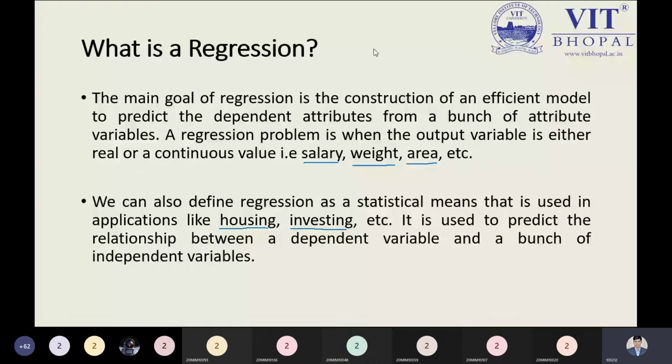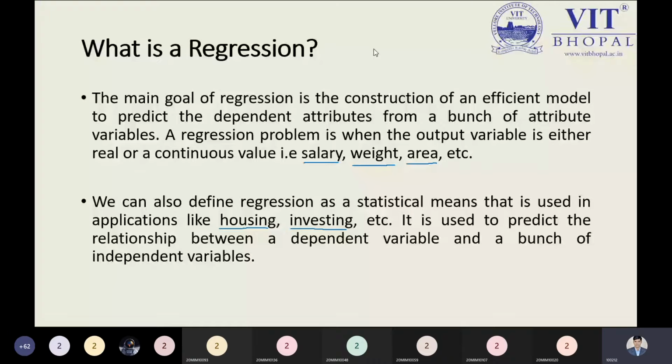So a regression problem is when the output variable is a real or continuous value. And why are we using regression? Because the output variable could be a real or continuous value. Examples: salary, height, weight, area, and other things as well. We can also define regression as a statistical means. It means we can use it with the help of a statistical model.